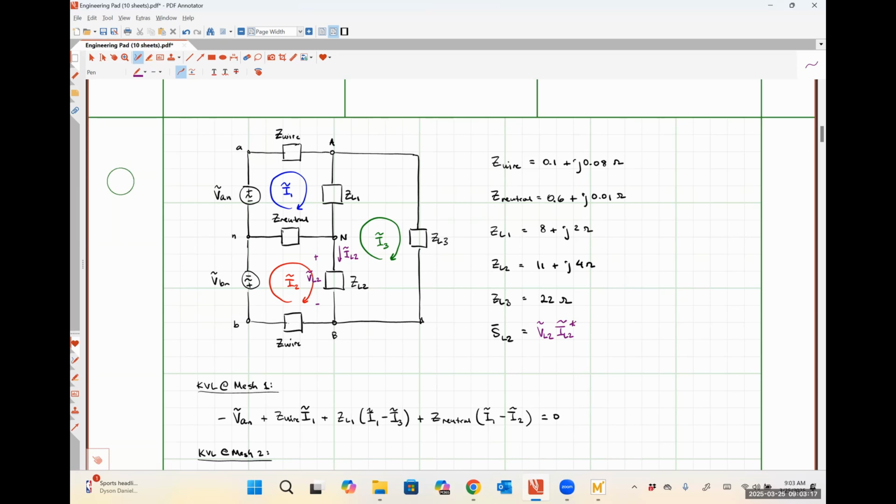That's one way. If we remember from our alternative relationships, we could also say that this is going to be the magnitude of VL2 squared divided by ZL2 conjugate, or this could be the magnitude of IL2 squared times ZL2. Any one of those three different equations will give us the complex power that we're looking for. So which one do you guys want to use? Let's start there.